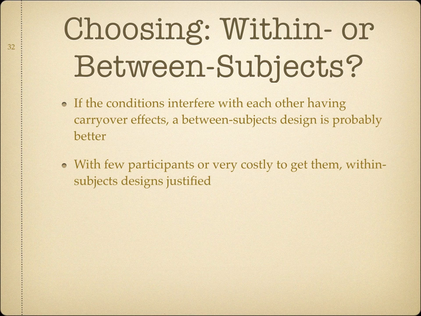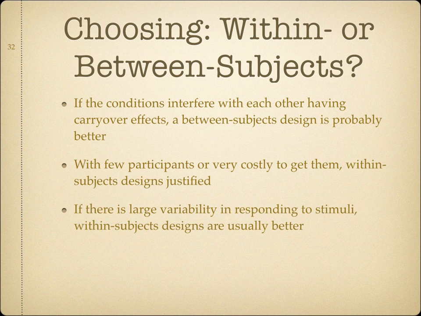If you have very few participants, or it's very costly to get them, within subjects designs are really going to be helpful for you because you gain a lot, as long as you can get control of the various issues that we've been talking about here. If there's a lot of variability in how people respond to the stimuli, within subjects designs are usually better because you don't have to worry about that person-to-person variation being piled up all in one condition versus another, making it so that you can't really trust your data.